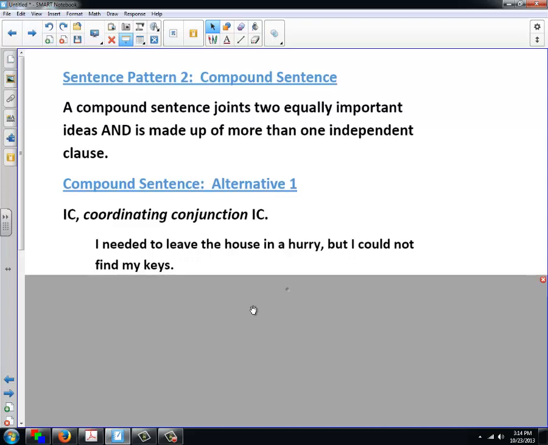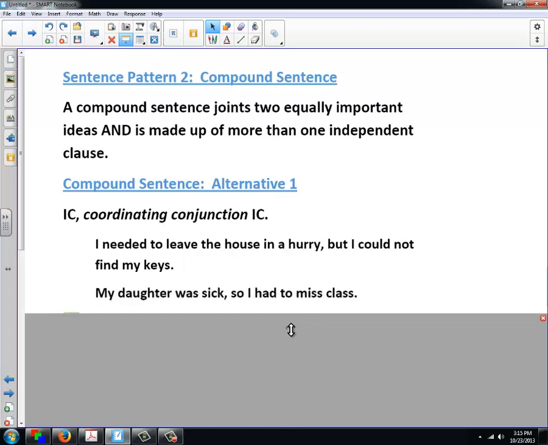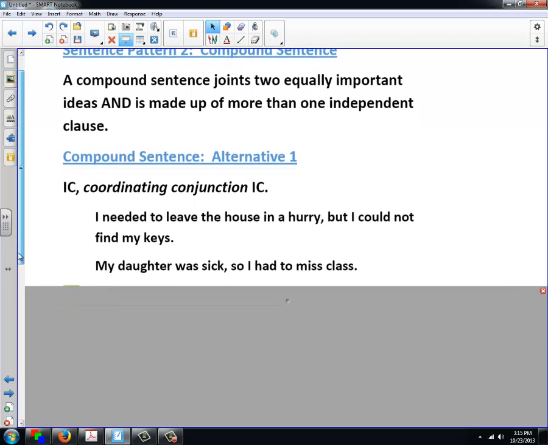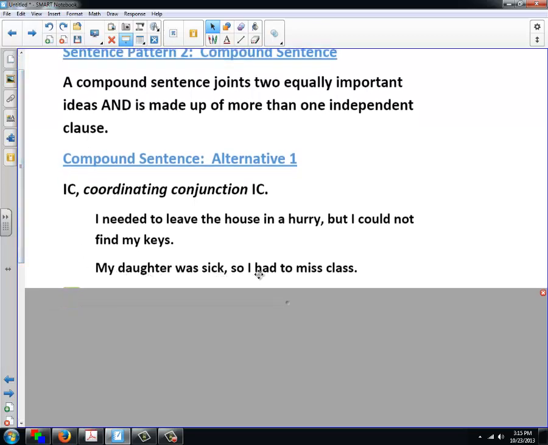Let's say you have two independent clauses. The first is, I needed to leave the house in a hurry. The second part, I could not find my keys. I can particularly identify with this one because I'm always losing my keys. I want to get out of the house in a hurry, but I can't find my keys. My daughter was sick, so I had to miss class. What we have is a relationship between two ideas that the writer equally values.